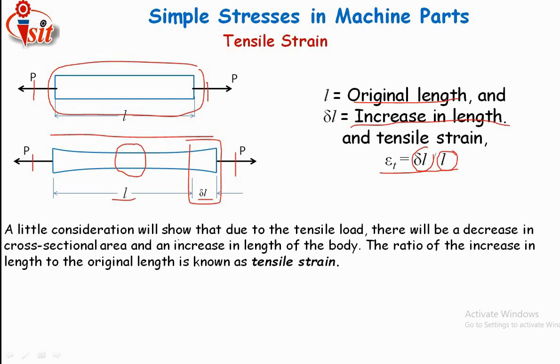A little consideration will show that due to the tensile load, there will be a decrease in cross sectional area and increase in the length of the body. The ratio of increase in length of the body, that is delta L, to the original length is known as the tensile strain, and it is the indication of tensile strain. Epsilon with suffix small t for tensile. So we have seen the concept of tensile stress and tensile strain.